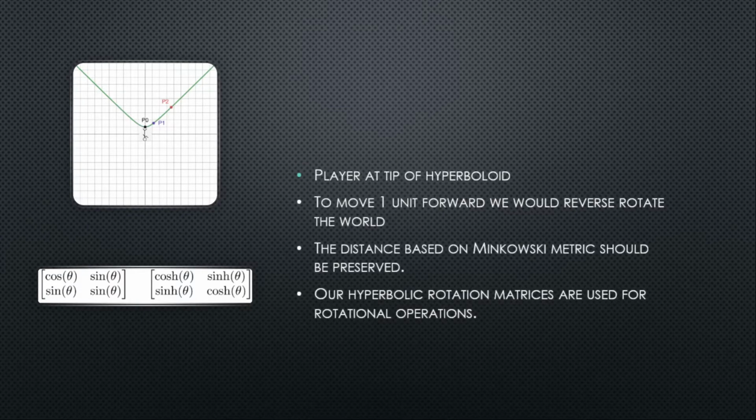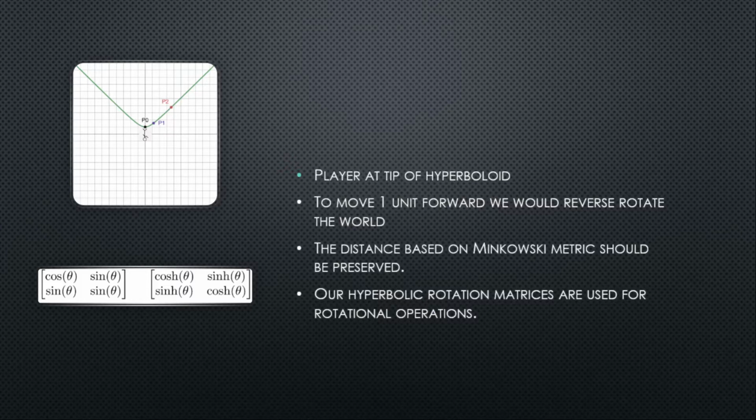Looking back at our example of the hyperbola, we position the player at the tip of the hyperboloid. We already know that the distance between P0 and P1 and P1 and P2 is 1 unit. Thus, if our player were to attempt to move 1 unit forward, he would reverse rotate the world, and the point P1 would map to P0, P2 would map to P1, and P0 would be 1 unit behind the player. The distance between the points given by the Minkowski metric should be preserved. Luckily, we have hyperbolic rotation matrices which accomplish just that.